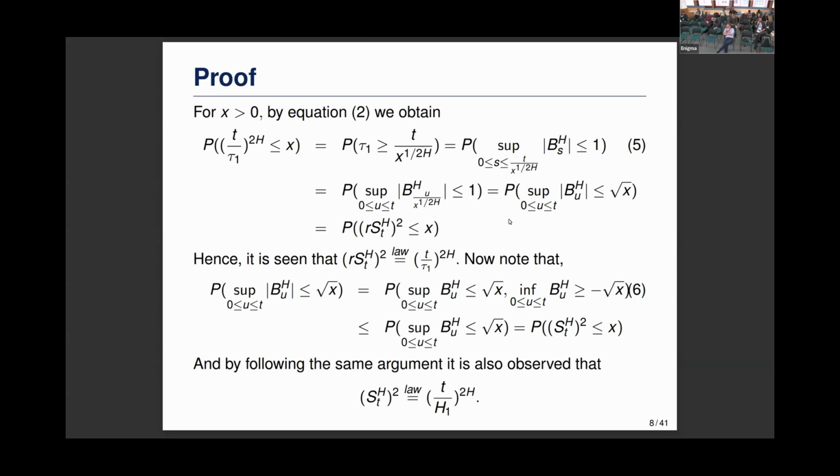And this event's measure is bounded above by the supremum only being less than a certain value, and that gives a relation between the supremum of the regular fractional Brownian motion and the supremum of the reflected fractional Brownian motion. So by following the same arguments over here, the rescaling, playing with time and space, we can see that supremum square is identical in law with its hitting time of level 1.